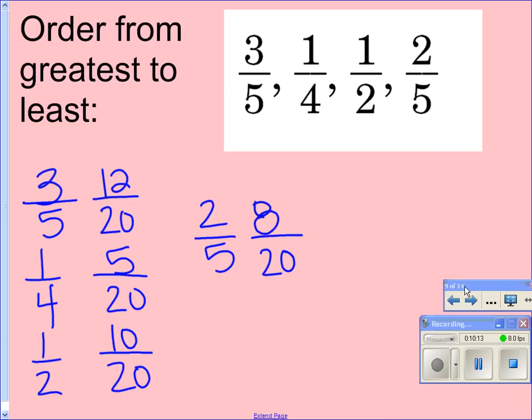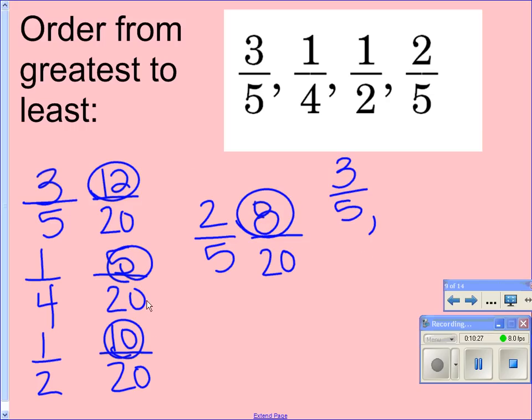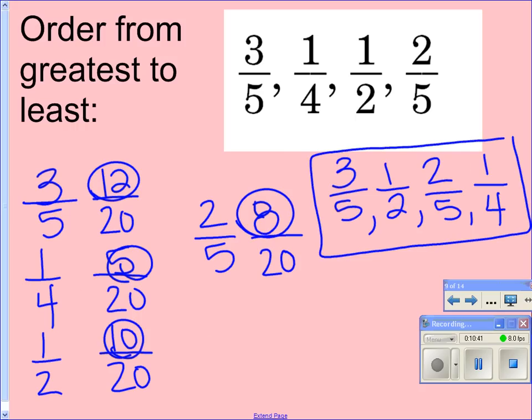So, greatest to least, so we want the biggest fraction. Well, the biggest number out of 12, 5, 10, and 8 is 12, so 3/5 is going to be first. The next biggest number is 10, so 1/2 is next. Then 2/5, and last but not least is 1/4. Remember to find the common denominator and then put the fractions in order compared to their numerators.